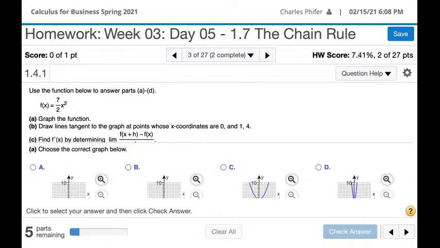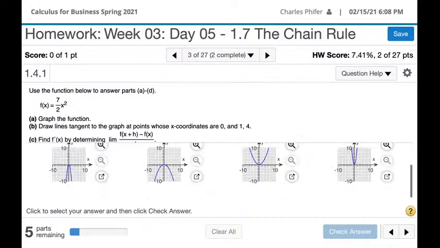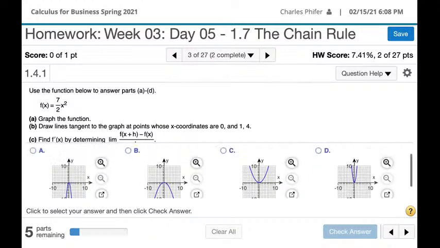Use this function below for the parts. First, we're asked to graph. Okay, so notice the highest degree is 2. This is a square function, so it should be a U-shaped graph, right? The leading coefficient is positive, so it can't be A or B, because they both open down. Ours opens up. Notice we're multiplying by a number larger than 1 on the outside, so that should cause a vertical stretch. It should get bigger in the y sense, so it should become tall and narrow. So I'm going to go with D.